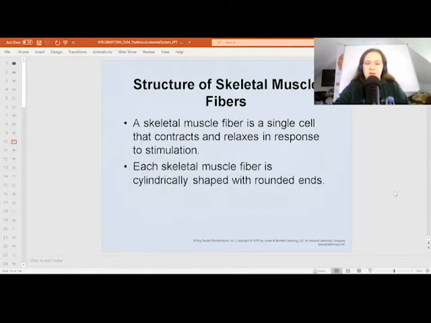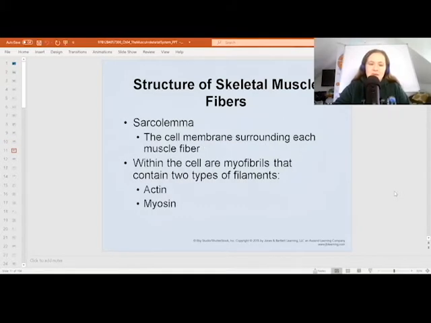The structure of skeletal muscle fibers: a skeletal muscle fiber is a single cell that contracts and relaxes in response to stimulation. Each skeletal muscle fiber is cylindrically shaped with rounded ends. Sarcolemma is the cell membrane surrounding each muscle fiber.